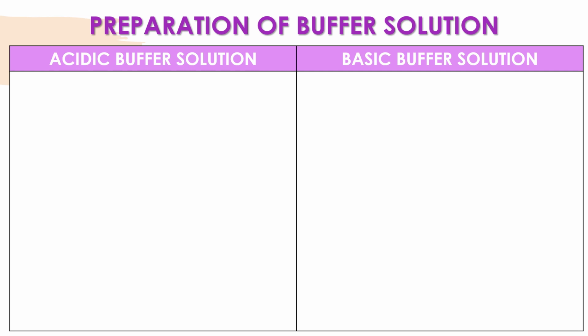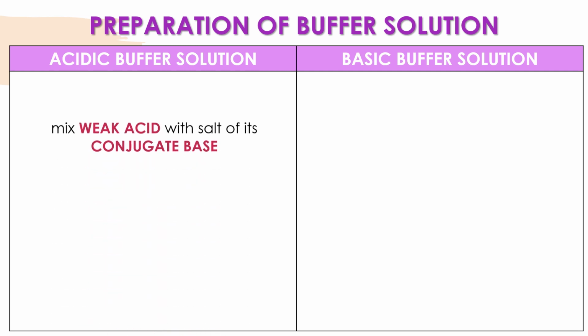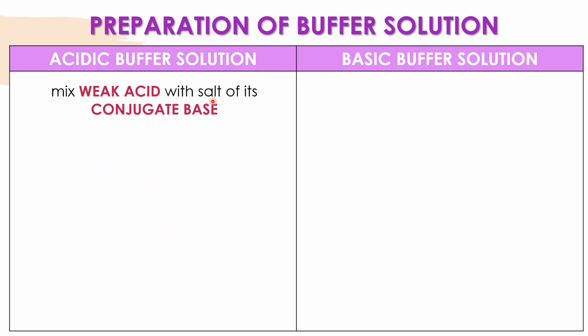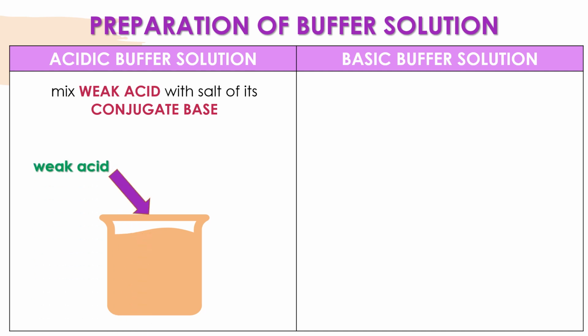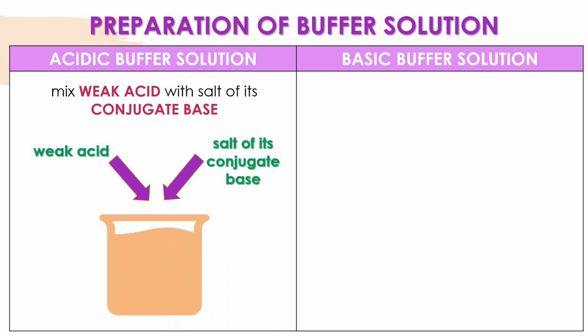For acidic buffer solution, it can be prepared by mixing weak acid with salts of its conjugate base. That means untuk menghasilkan acidic buffer solution, kita perlu mencampurkan asid lemah dan juga garam yang mengandungi conjugate base bagi asid lemah tersebut. Barulah terhasilnya acidic buffer solution. Contoh weak acid yang kita boleh gunakan adalah CH3COOH acetic acid.